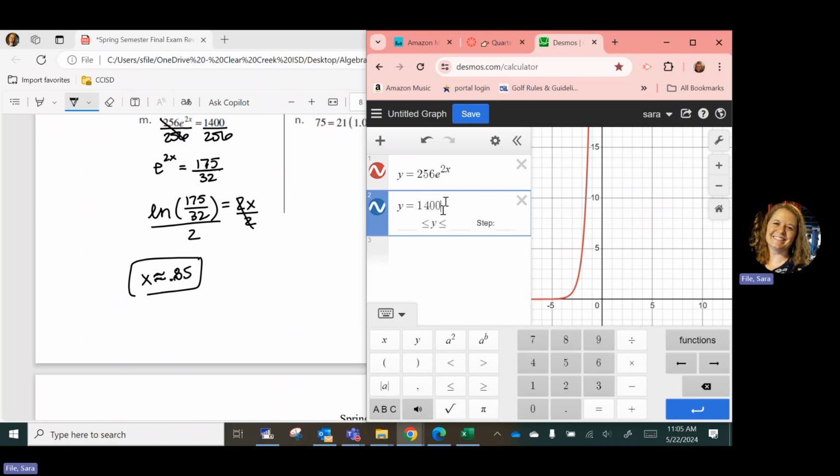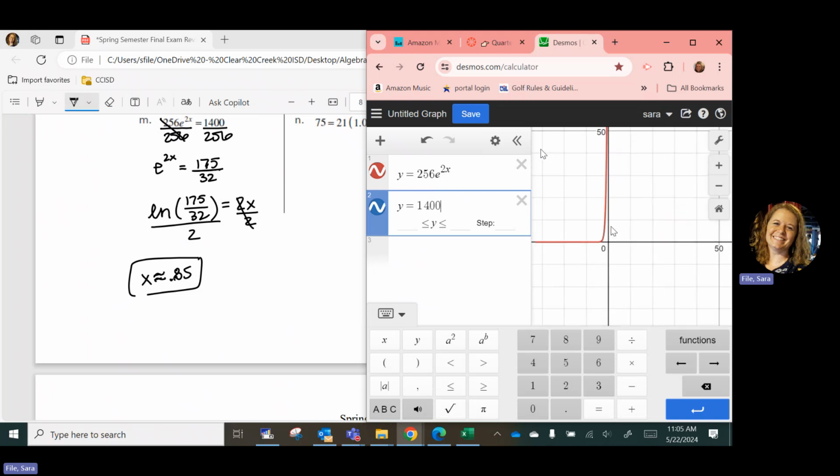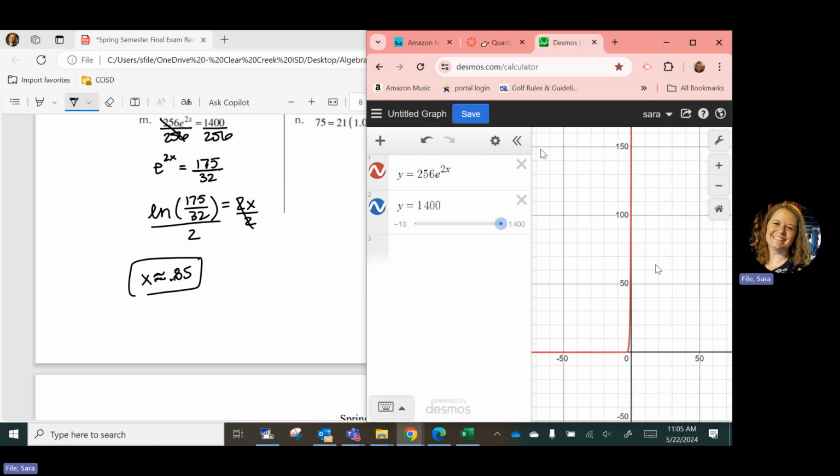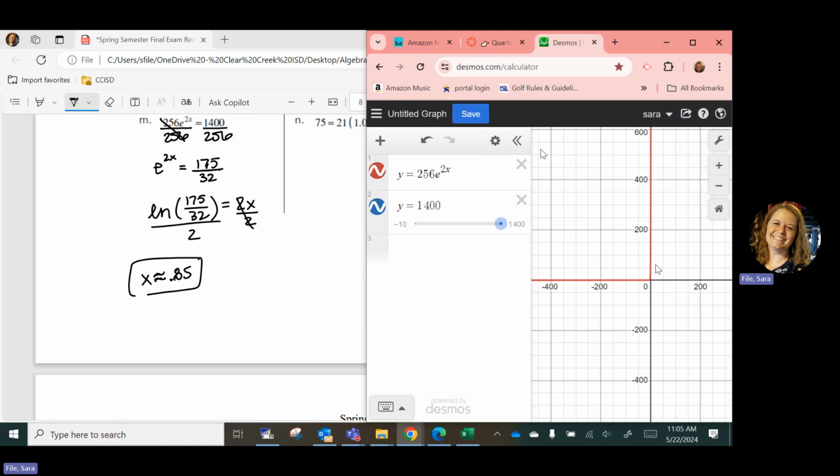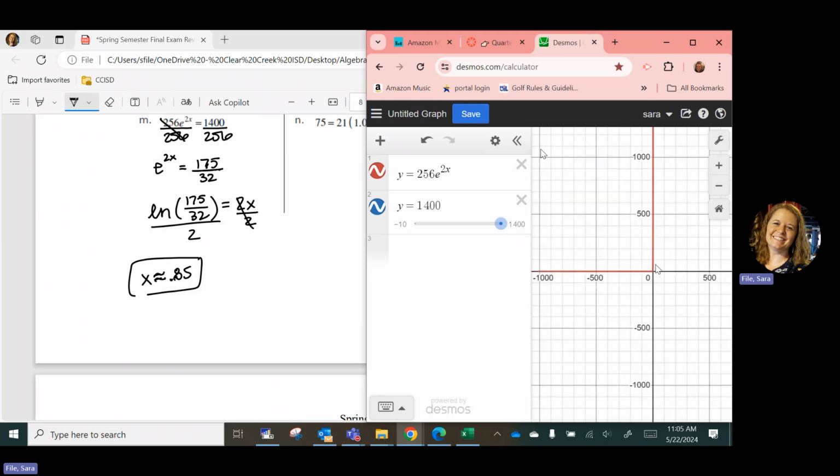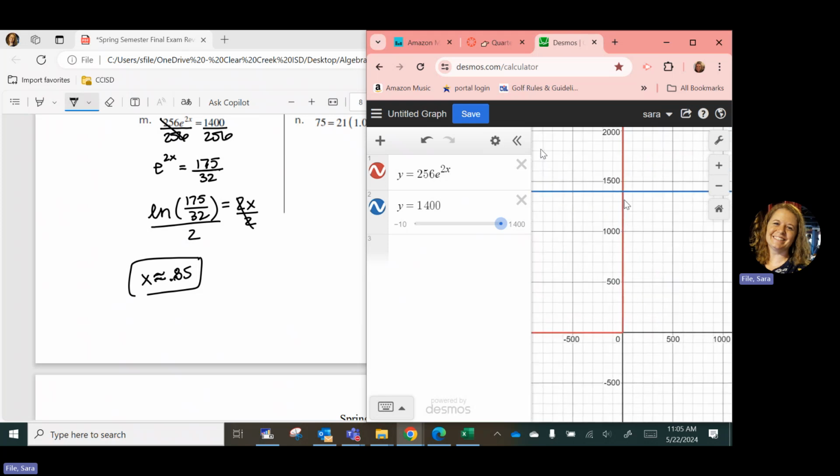And when you do it this way, you're not looking for the x-intercept, you're looking for where these intersect, because you're looking for where they're equal to each other, the left and the right. So you may have to zoom out and you're looking for where that intersect. This one you would have to zoom way out because it's up at 1400. So this probably wouldn't be the best way to do it for this particular problem since it's such a large number. But I just want to show that you can do it that way.